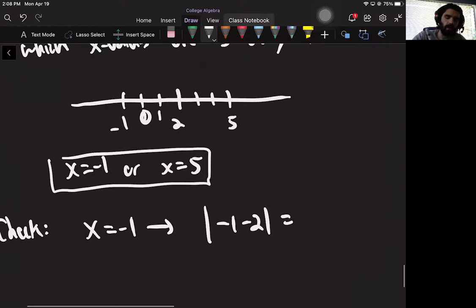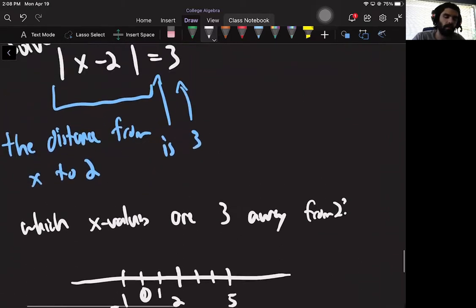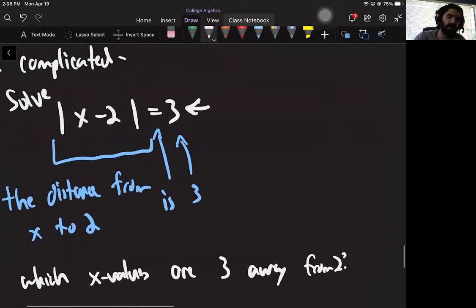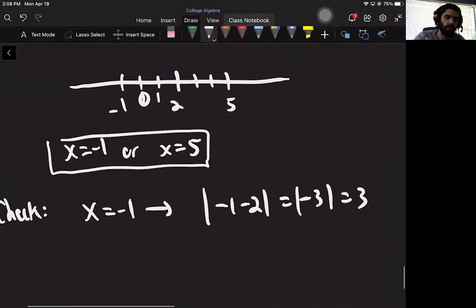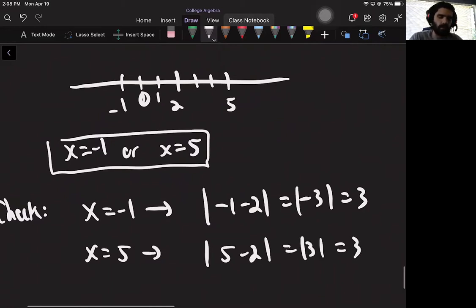So that would be negative 1 minus 2, which is negative 3. Absolute value of negative 3 is 3. And is that what I wanted on the right? Yes, it is. I wanted to get 3 and I did. So x equals negative 1 works. x equals 5, let's just check. And it does also give us 3.